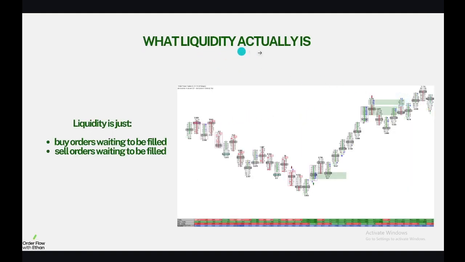So what is liquidity? Liquidity is just buy orders waiting to be filled and sell orders waiting to be filled. You can see here how the market went up, then you have all of these stop losses being hit at this point, and then the market going down. These are sell orders we can say getting filled, but the market still went down, or buy orders getting filled and the market went down, because those were stop losses of people.